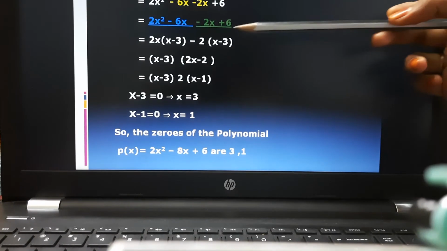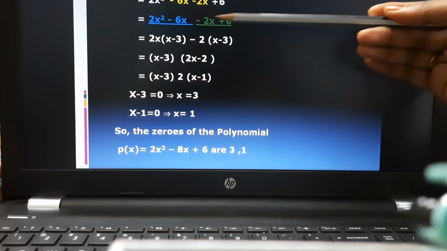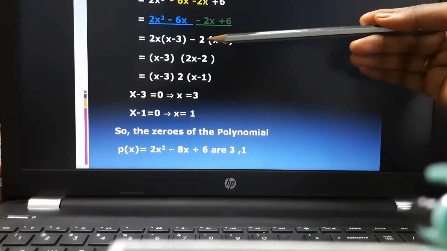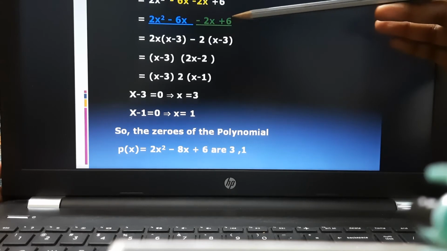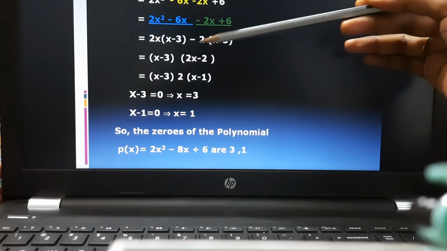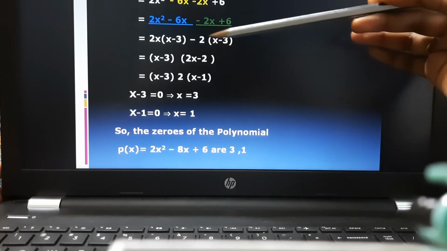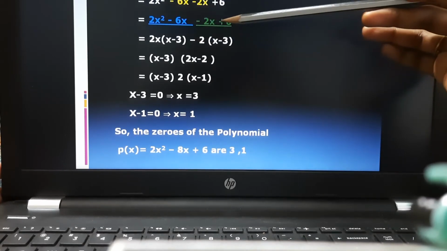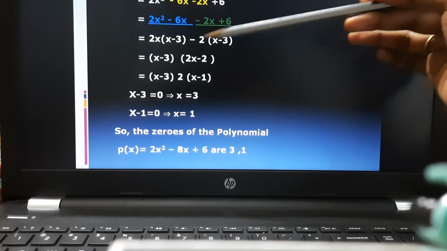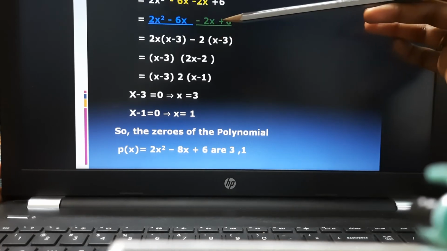Now coming to this one. See here x, but here we don't have any x. So there is no possibility of x being common. Here we have 2, here we have 6. This 6 can be written as 2 threes are 6. So 2 can be common. When 2 is common, here we are left with x. See here we have minus, and here we have plus. To get plus here, we are taking minus. Minus into minus is plus.